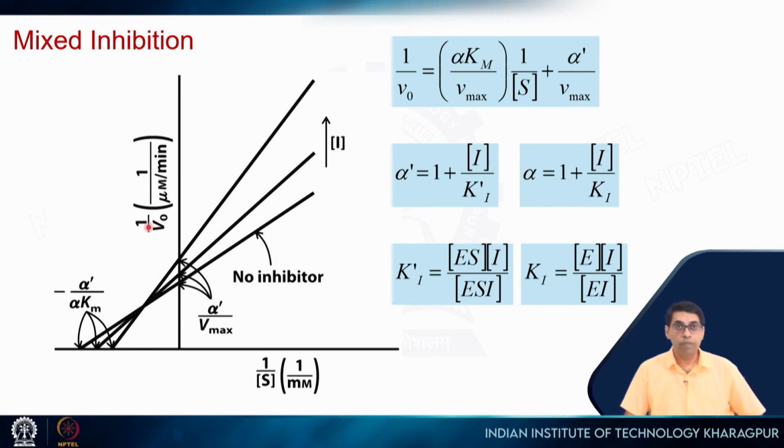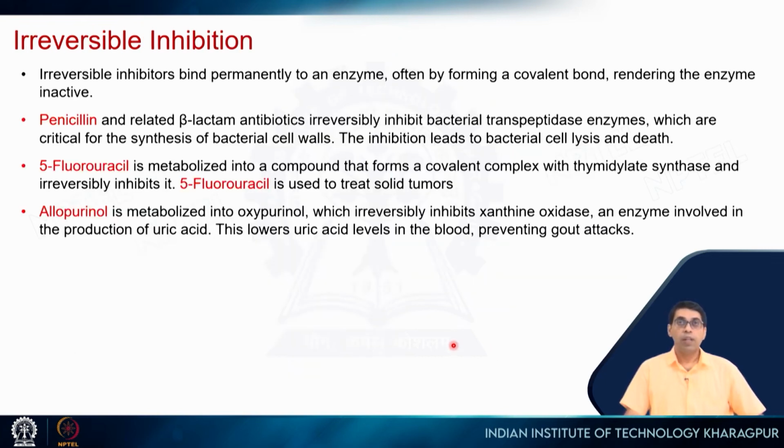So if you find something like this, then you can estimate that your inhibitor is following a more complex mechanism where it is mixed inhibition. Okay. So these are all reversible inhibitors.